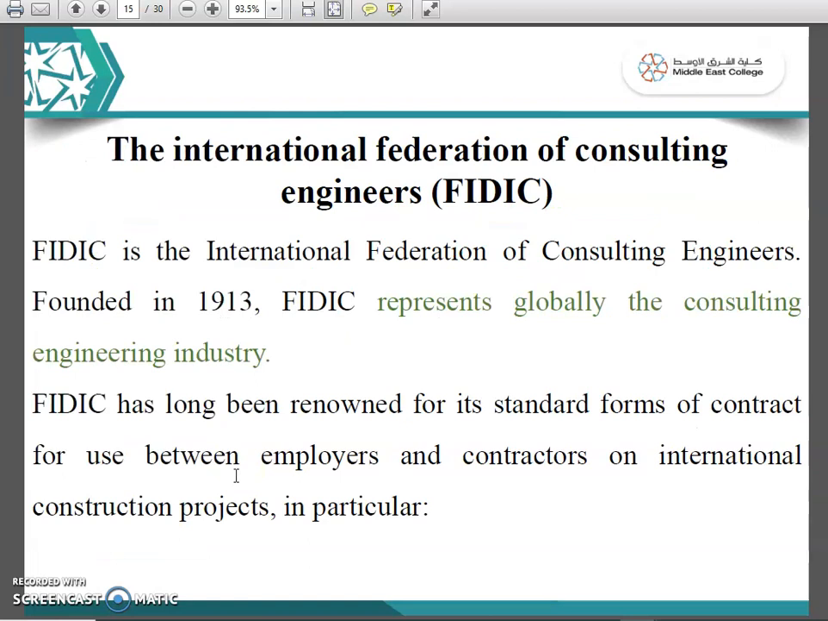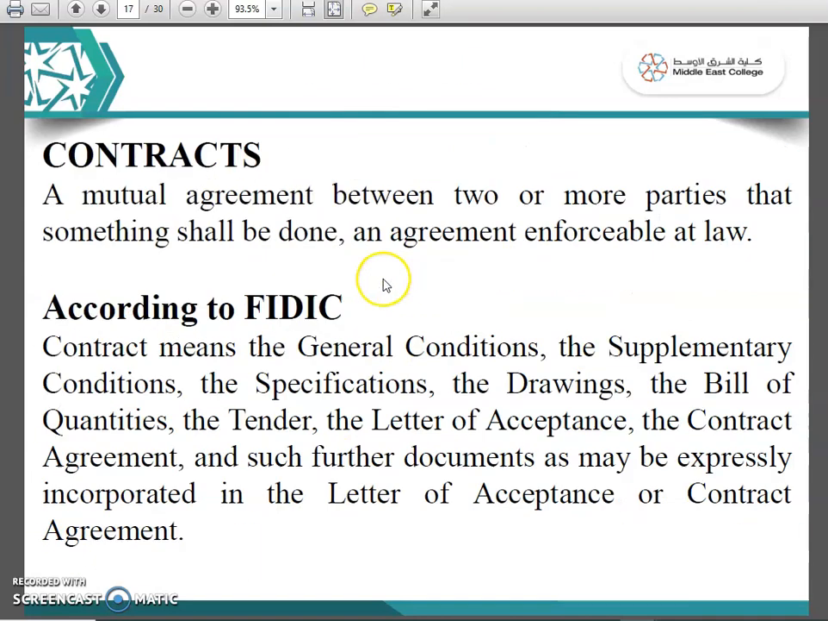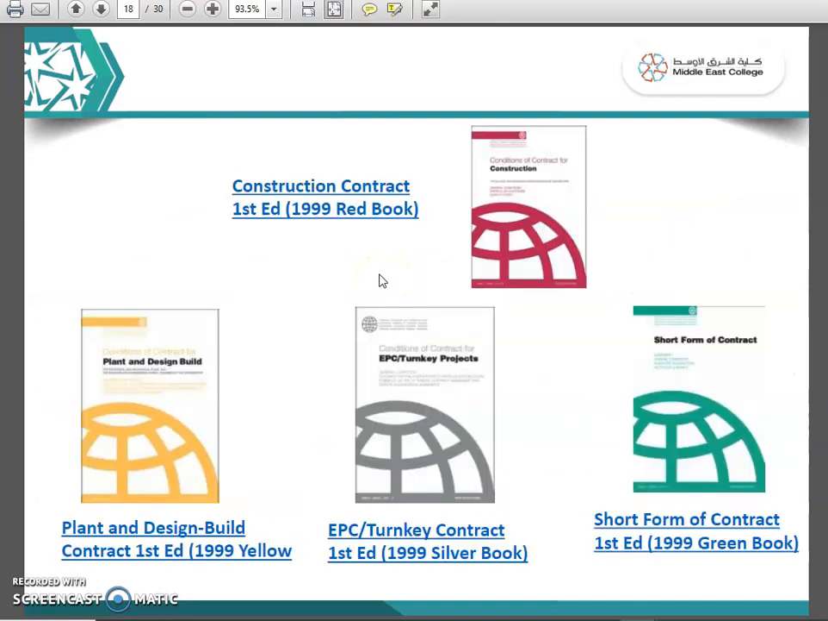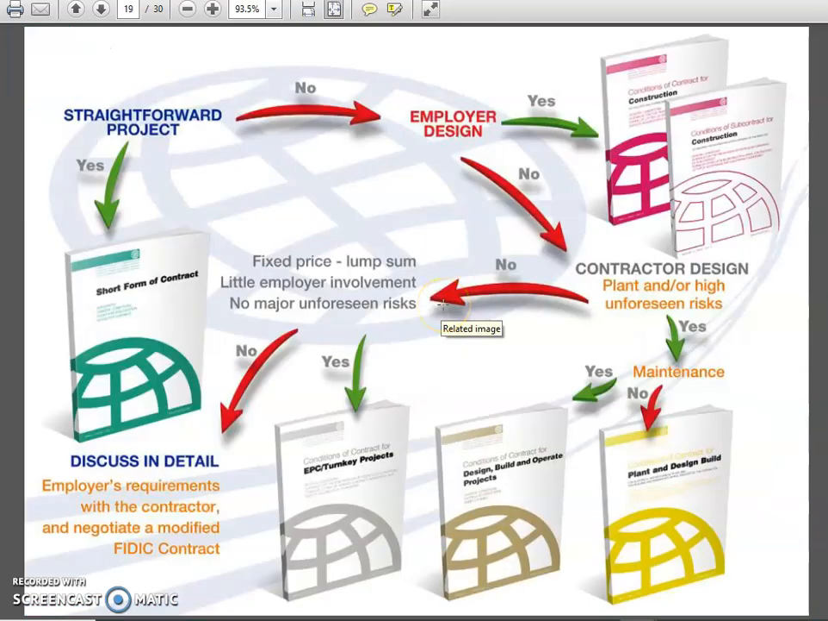If you see FIDIC, it is an international federation of consulting engineers founded in 1913. FIDIC represents the consulting engineering industry globally. It has long been renowned for its standard forms of contract for use between employers and contractors, in particular on international construction projects. So these are the various objectives. These are the various types of contracts.